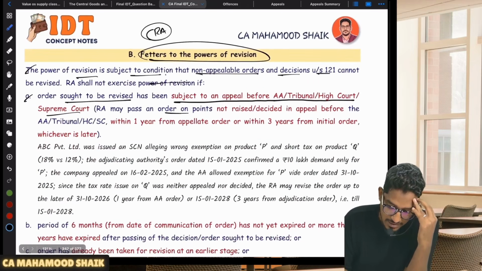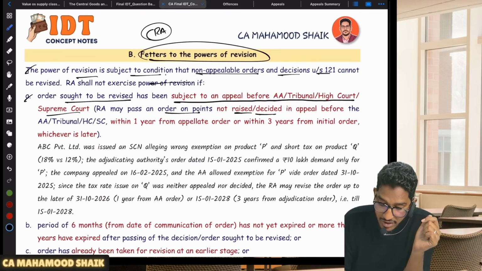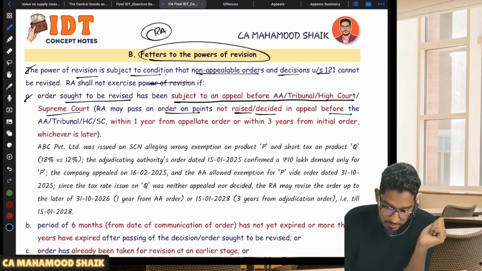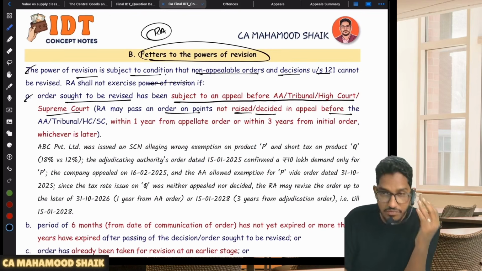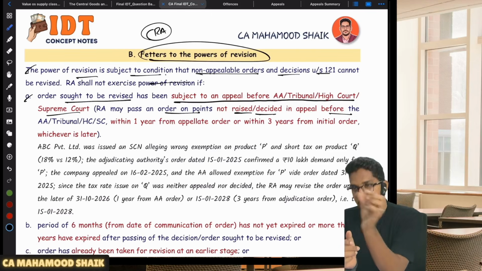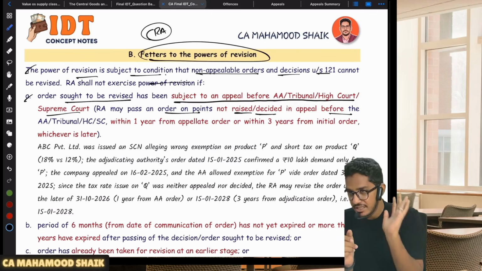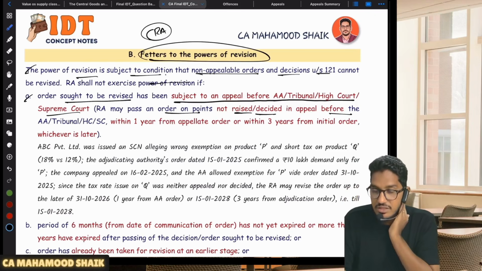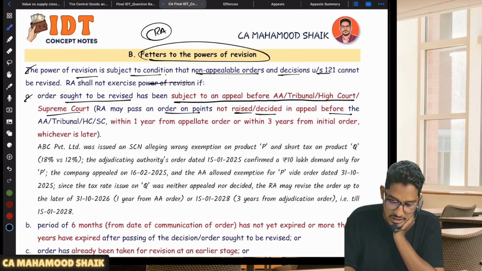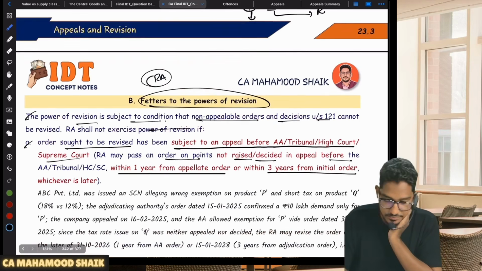So that's what they say here. However, RA may pass an order on points which are not raised or decided in appeal before the time limit. Time limit is there. So if you want to take revision for a few aspects which are not challenged in the appeal, for that you can do the revision. Sir, what is the time limit for doing that revision? They say either within 1 year from the appellate order or within 3 years from the initial order, whichever is later.